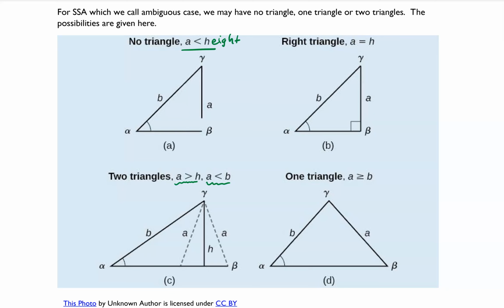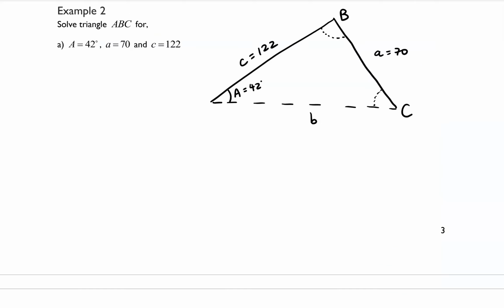So let's go ahead and look at an example of this. All right, example 2 wants us to solve the following triangle, where capital A is equal to 42 degrees, lowercase a is equal to 70, and lowercase c is equal to 122. Now, I went ahead and drew the triangle that I thought was going to help me solve this problem, so feel free to pause the video so that you can draw the triangle as well.